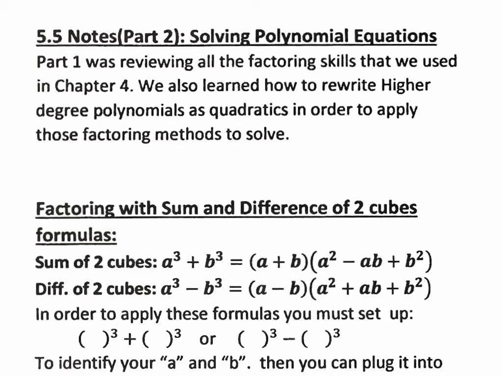So last week, we've been on 5.5 for a couple of days. Last week, we reviewed several different factoring methods from chapter 4 that we used on quadratic equations. We reviewed pulling out the GCF from quadratic equations. We reviewed solving quadratic equations where the a value is not 1, where the a value is 1. We reviewed factoring by grouping. So we had all these different factoring methods that we reviewed.